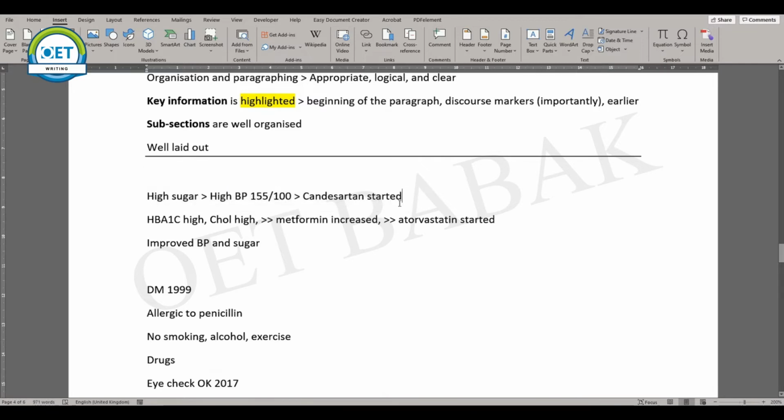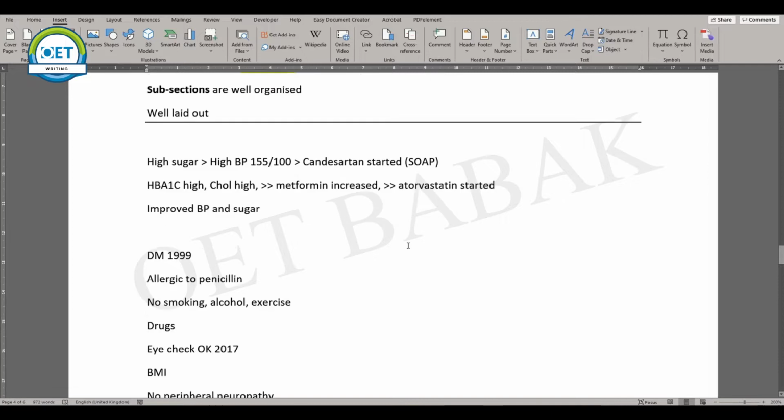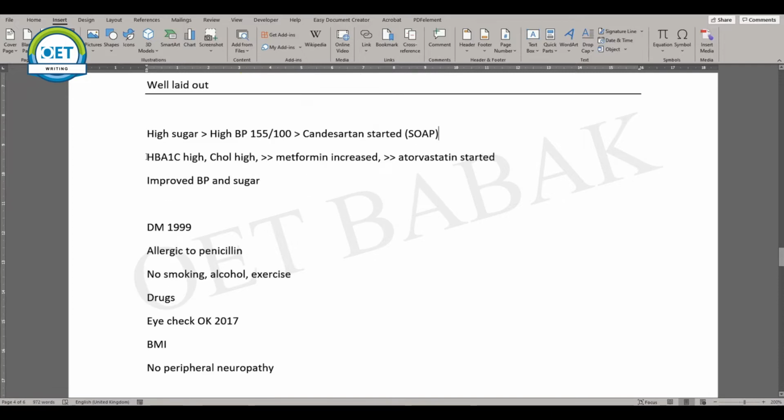So basically, for example, this paragraph is a subsection itself. In this subsection, we write the subjective, objective, and assessment plan. So when we are talking about, for example, when the patient returned, if she reports an improvement in her blood sugar, we write it first. Then we say these are the test results, and after that we say what was done. So this subsection also needs to be well organized.